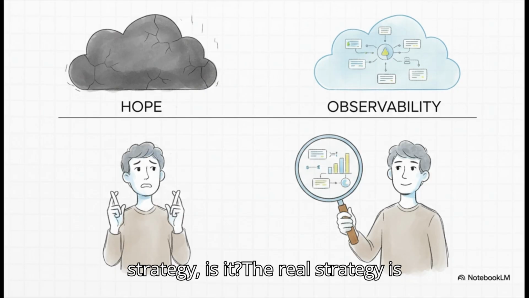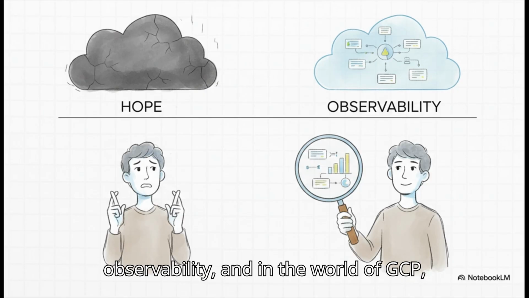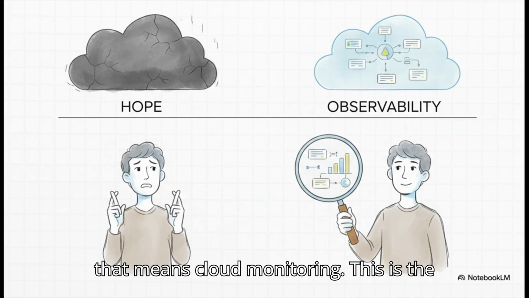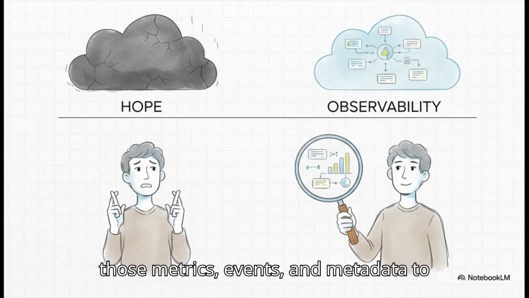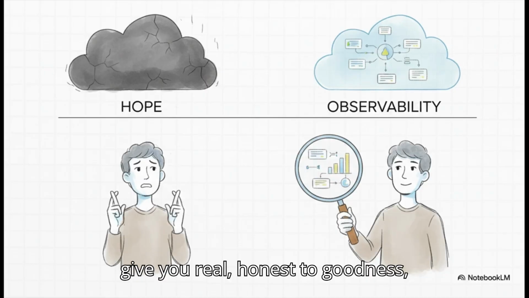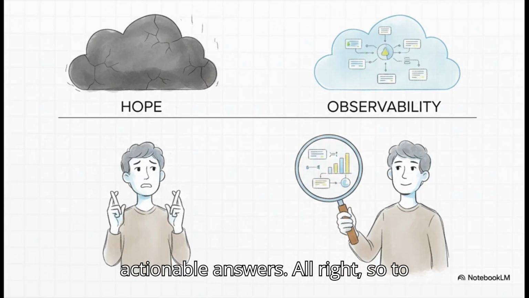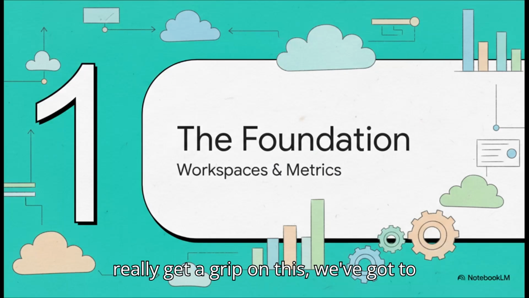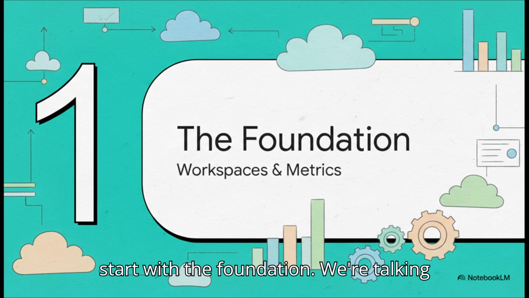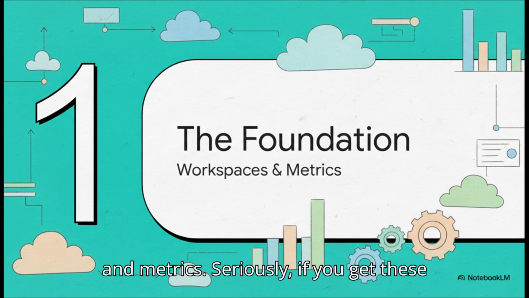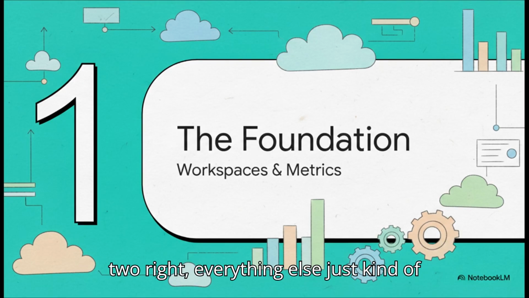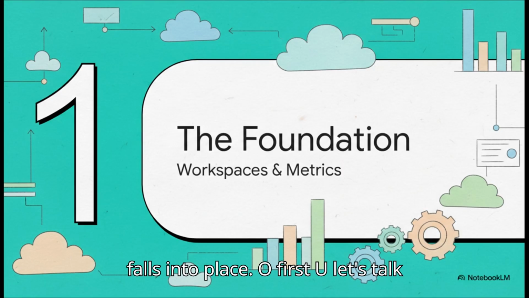The real strategy is observability. And in the world of GCP, that means Cloud Monitoring. This is the tool, the powerhouse, that sucks in all those metrics, events, and metadata to give you real, honest-to-goodness, actionable answers. All right, so to really get a grip on this, we've got to start with the foundation. We're talking about two core concepts here, workspaces and metrics. Seriously, if you get these two right, everything else just kind of falls into place.